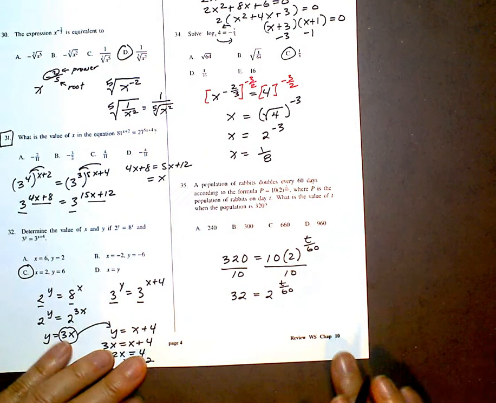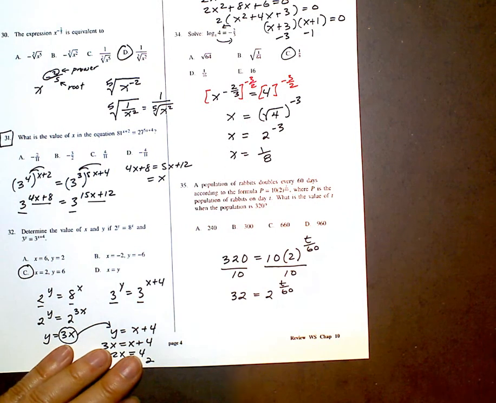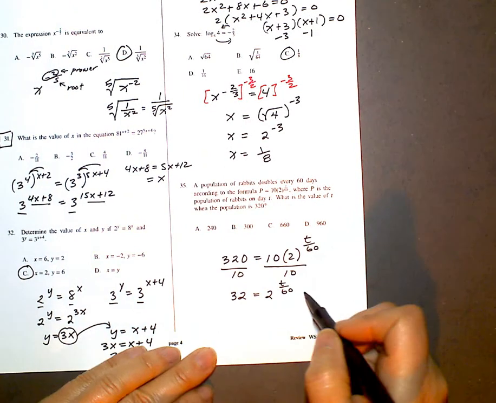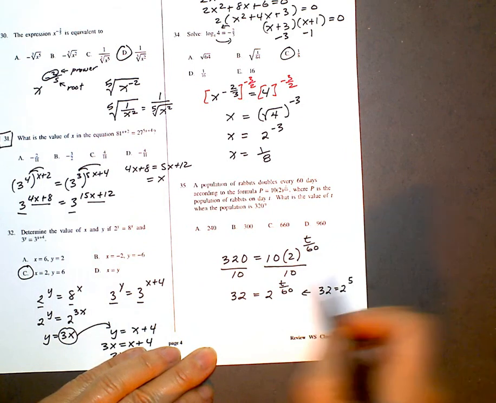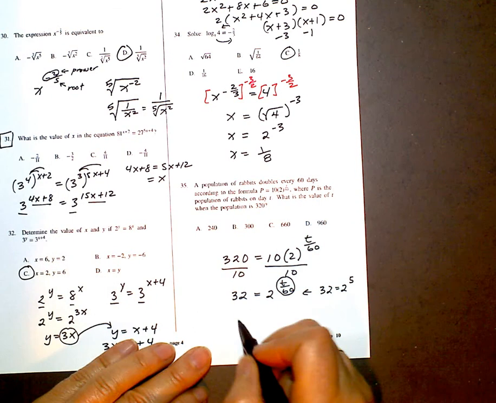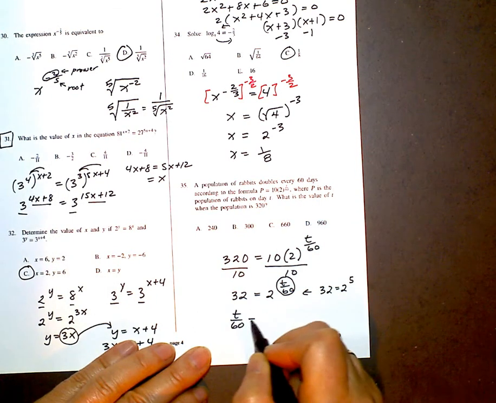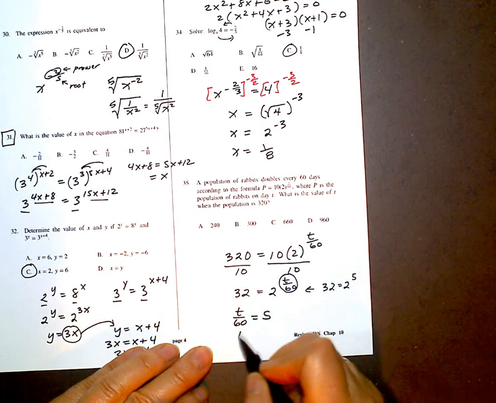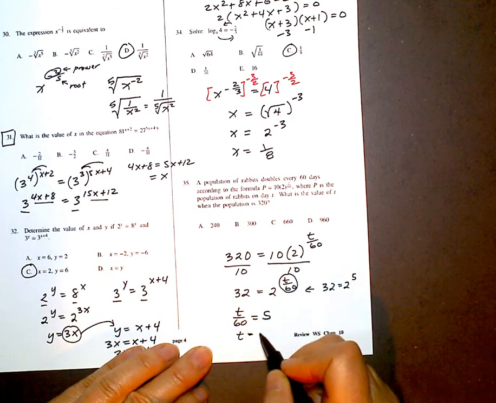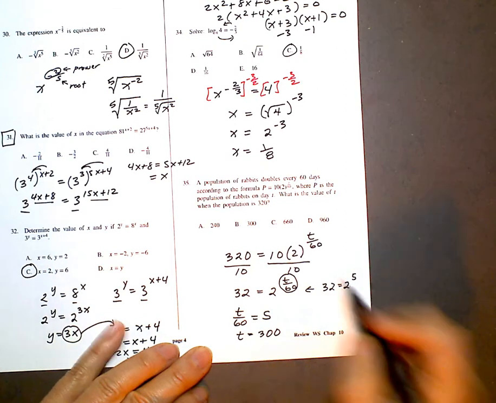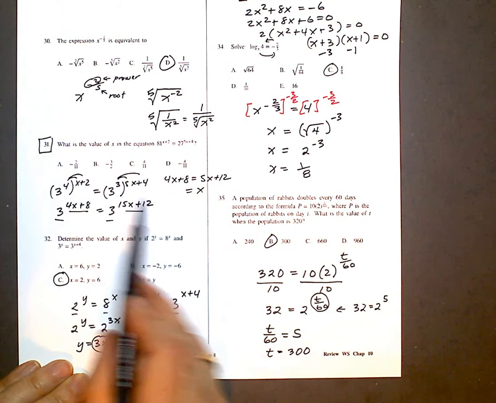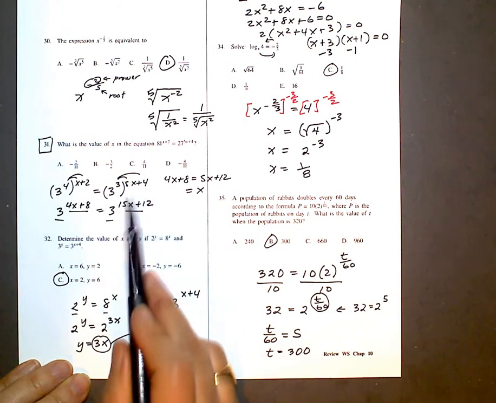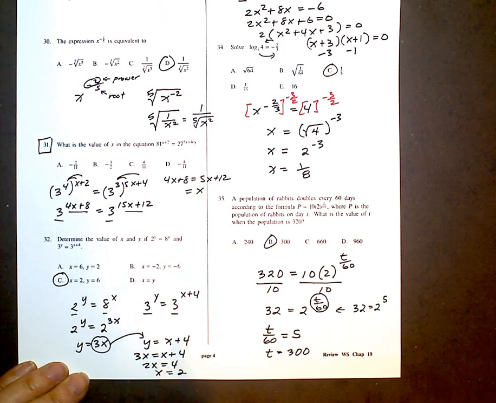Now, we could log both sides and get this down, but I'm looking right here and saying, well, 32 is 2 to the 5th power. So this t over 60 must be equal to 5. So t over 60 is equal to 5. So t is equal to 60 times 5, or 300, which is choice B. And I think that's it, and I'll look back and see if I made a mistake here, or maybe it might be that none of those choices is correct. Okay, that's it with this worksheet.